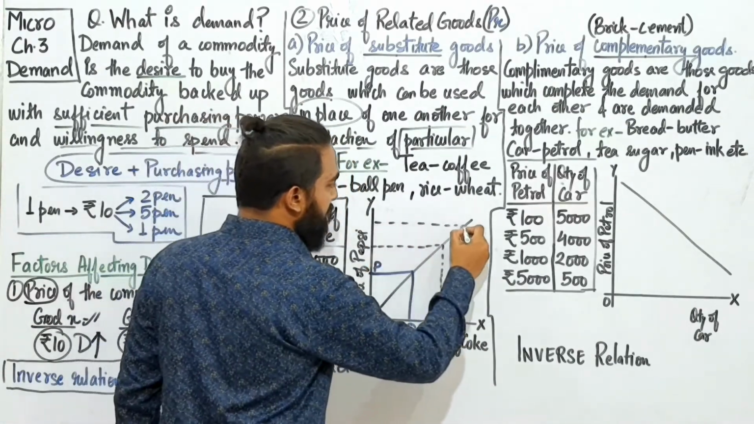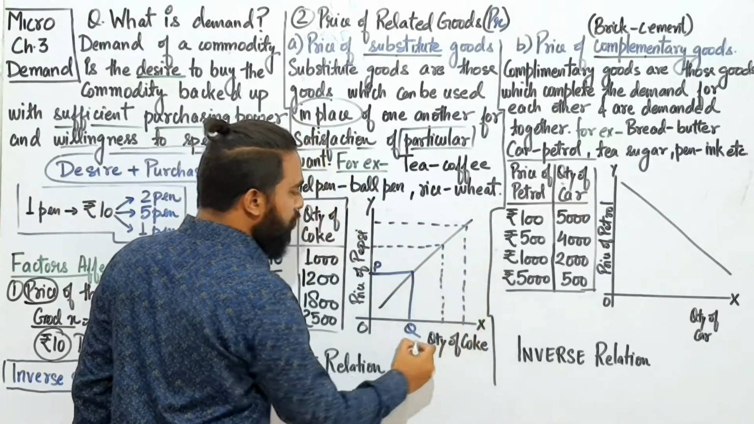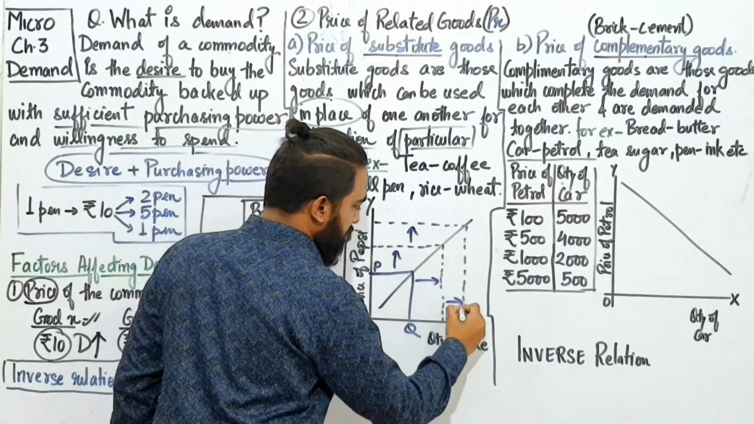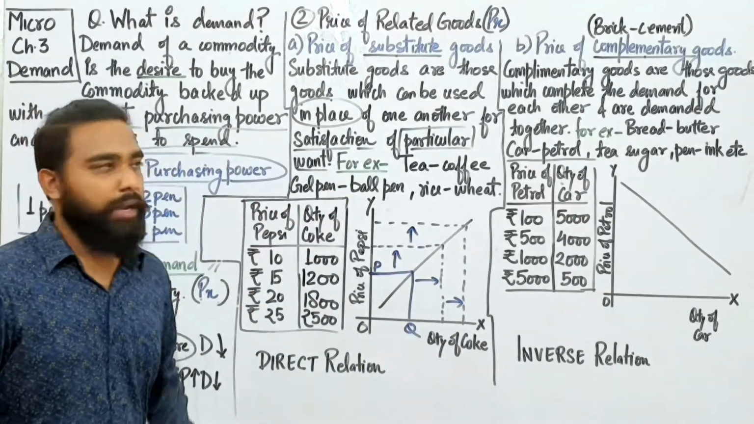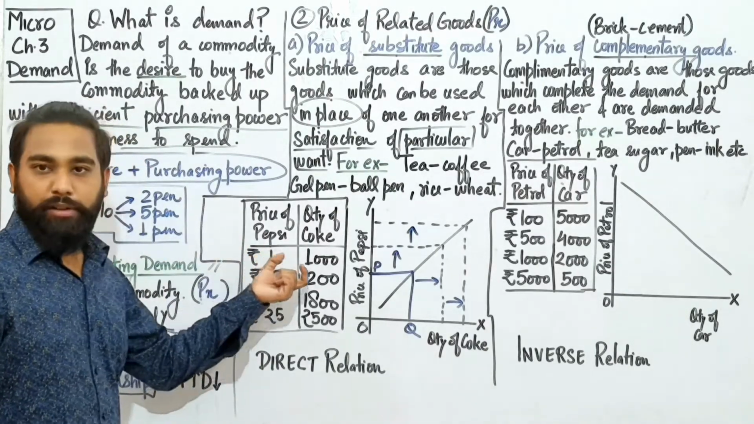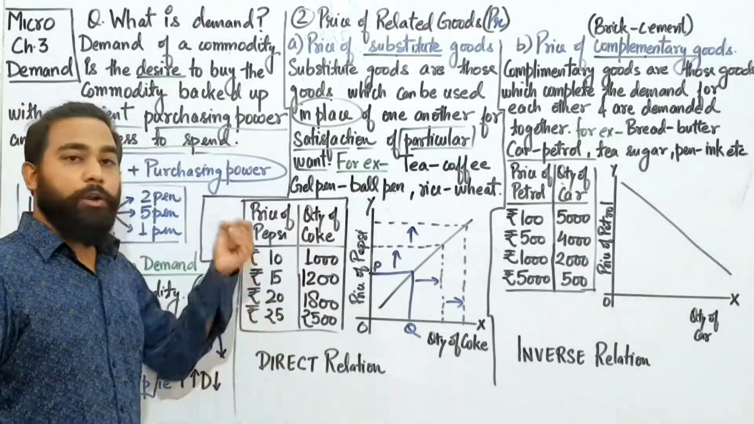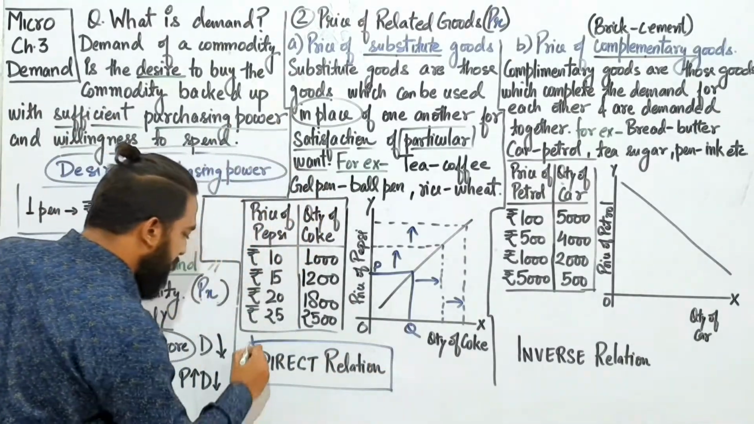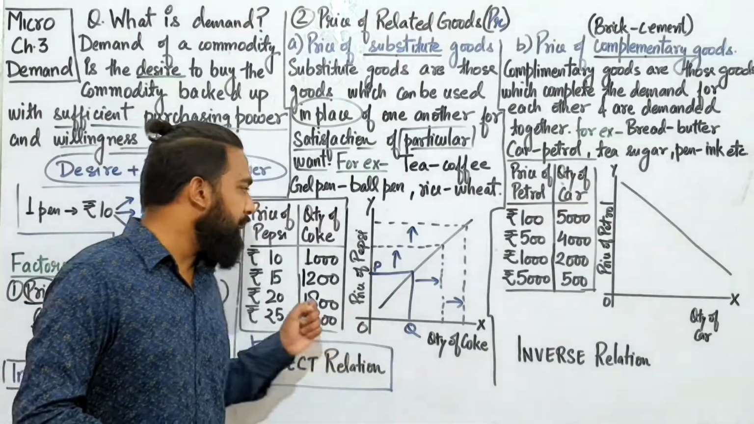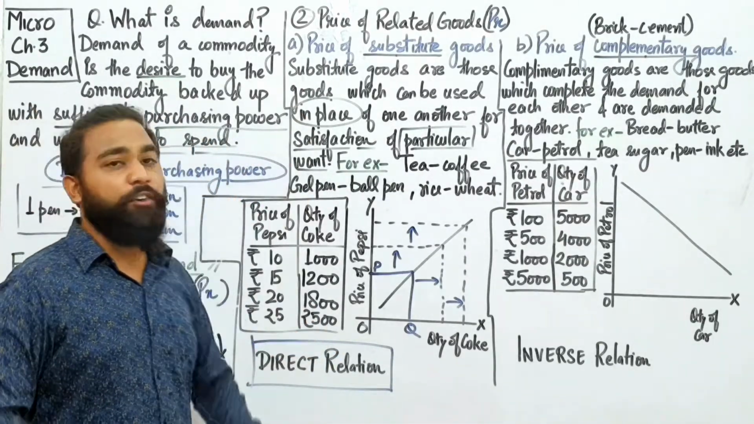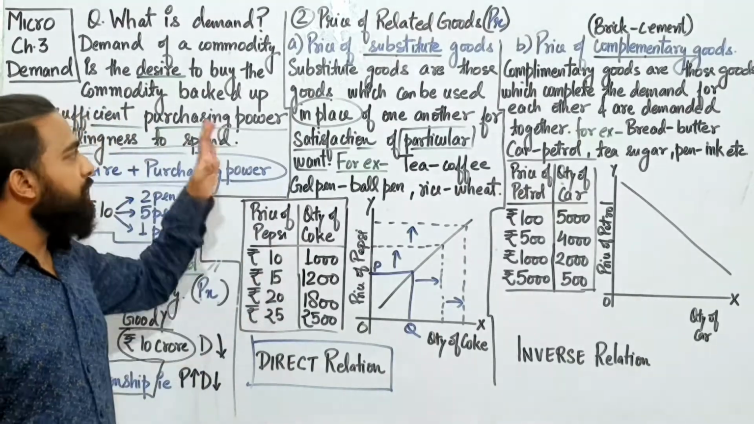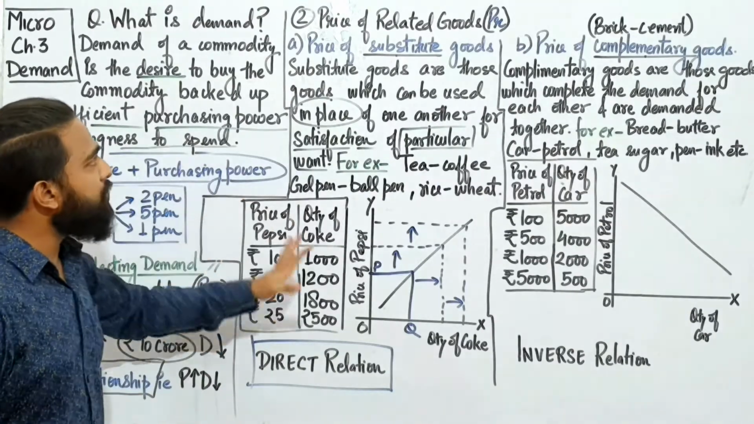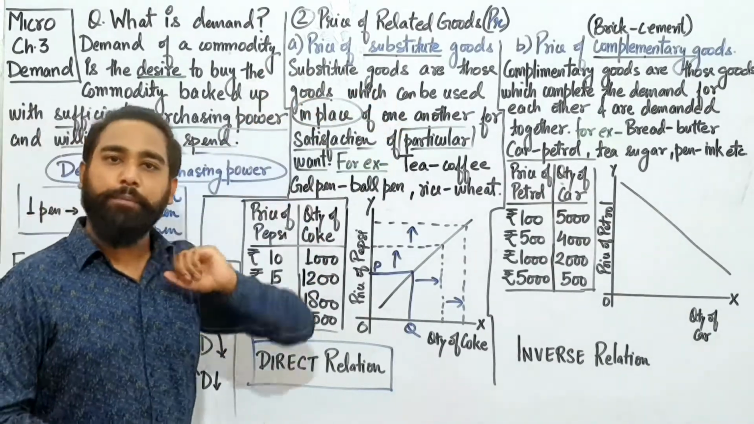And the same way, if Pepsi's price increased, the quantity of Coke increased. So there is a direct relationship between the price and the quantity of the substitute good. So you can write it as there is a direct relation between the price of substitute goods and the good. So this is your A part, which is price of substitute goods.